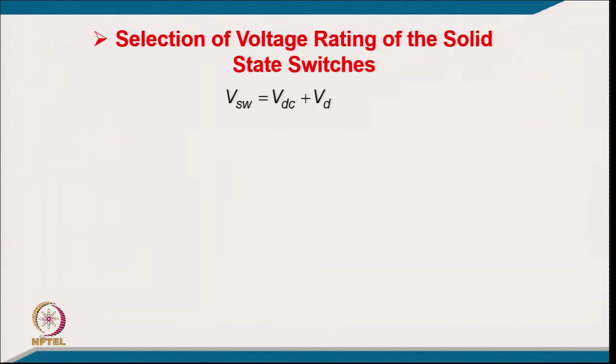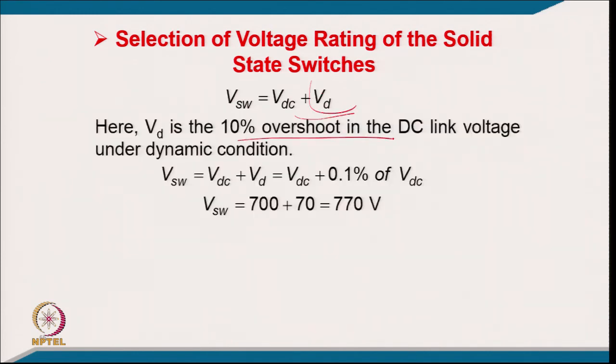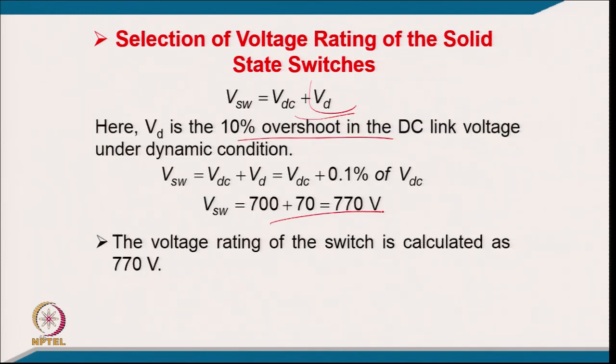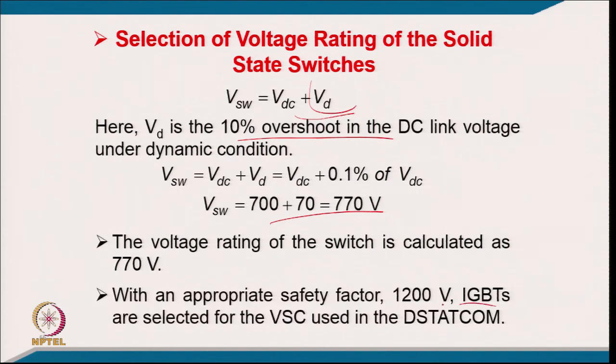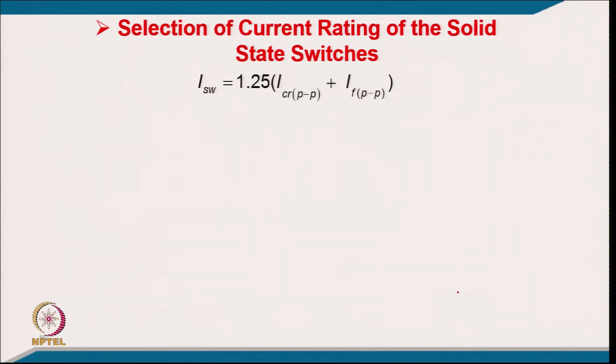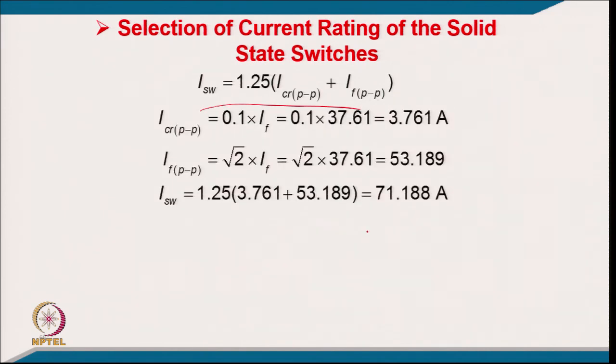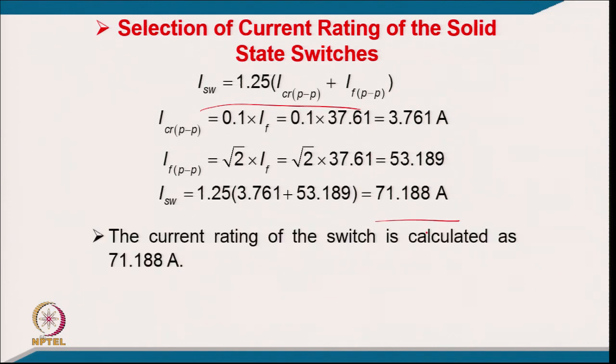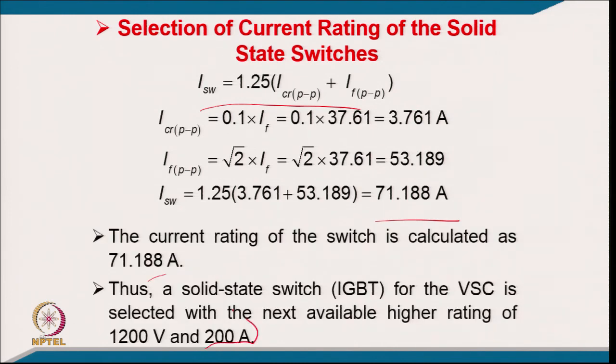And coming to selection of voltage rating of solid state devices, the voltage across the device is the DC link voltage, that is the highest voltage, plus overshoot, and considering 10% overshoot it comes 770 volt, and then with the safety factor we select 1200 volt devices. Coming to current rating, 1.25 times the peak ripple current, and putting the value of this, it comes 71.188 ampere, and then with the safety factor we select 200 ampere corresponding to the IGBT.